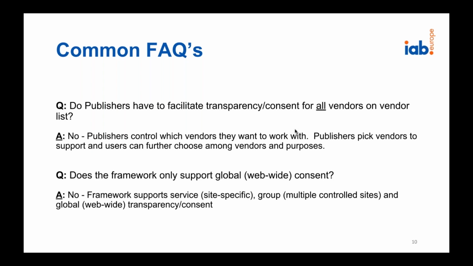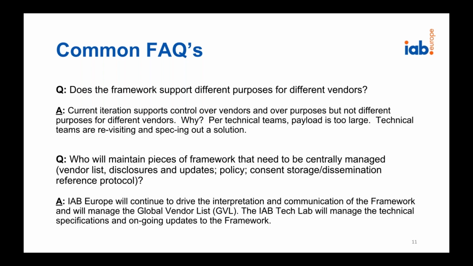Before we move on to the technical aspects of this, I want to address some very common FAQs. So the first question that we usually get, and I have already addressed it in the previous slide, is do publishers have to facilitate transparency and obtain consent for all vendors on the vendor list? And the answer is no. Publishers control which vendors they work with. They can pick and choose who they disclose, who they allow to process the personal data of their users, and on whose behalf they obtain consent, or if they want to obtain consent at all.